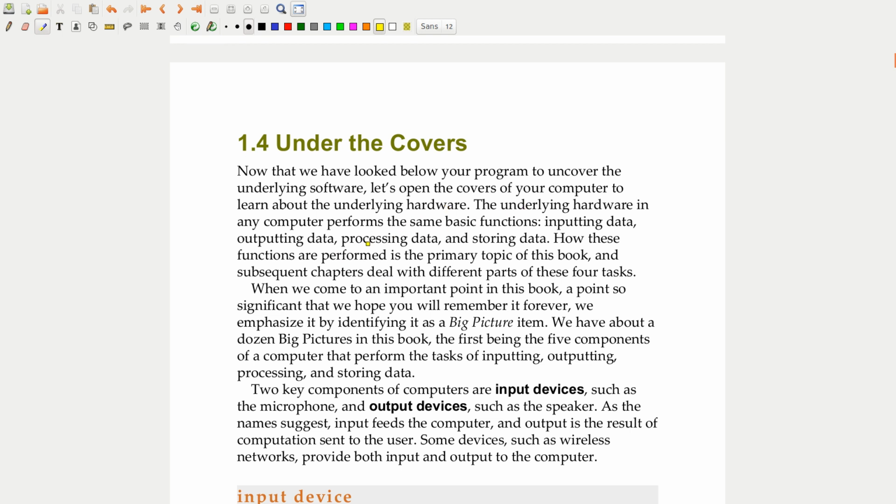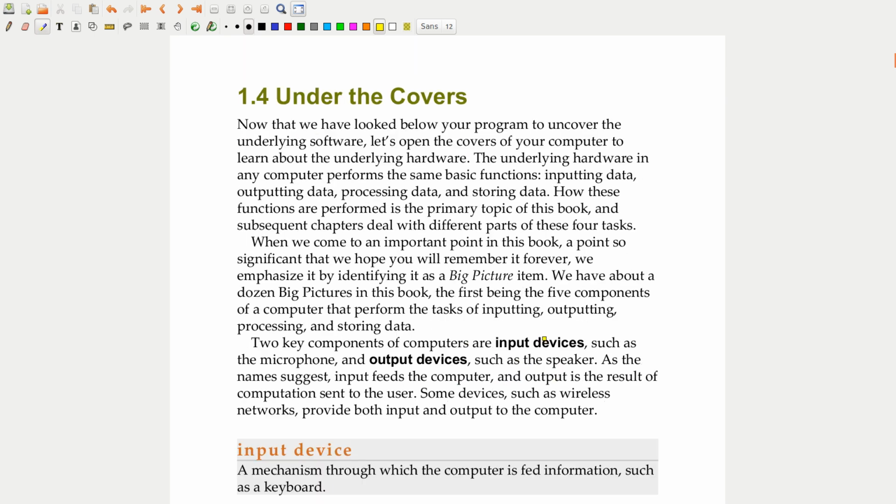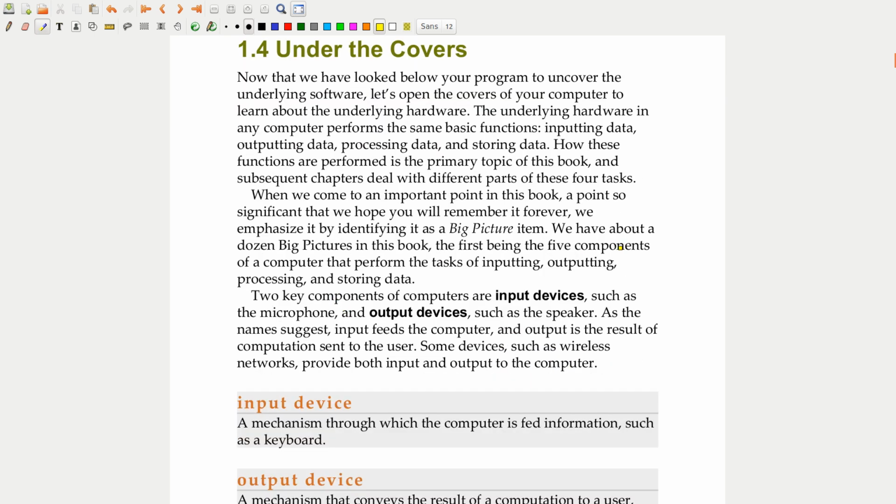So, let's see. When we come to an important point in this book, a point so significant that we hope you'll remember it forever, we emphasize it by identifying it as a big picture item. We have about a dozen big pictures in this book, the first being the 5 components of a computer that perform tasks of inputting, outputting, processing, and storing data.